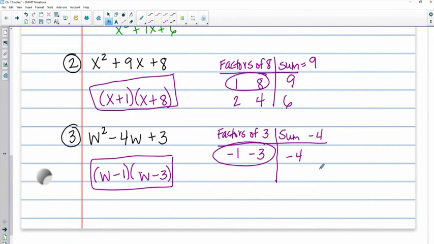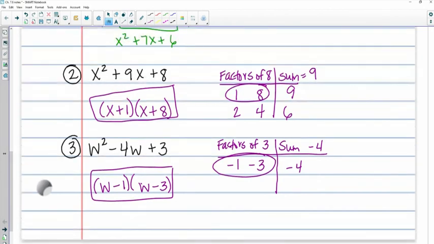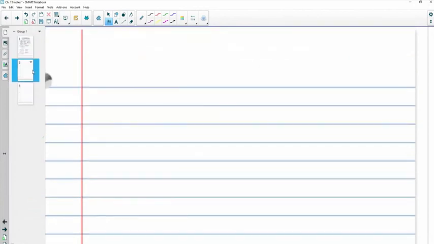Let's move on to number 4. I'm going to go to the next page, okay? Thumbs up if we're ready to move on. Okay. Thumbs down if you're not ready. Okay, let's move on. So number 4.